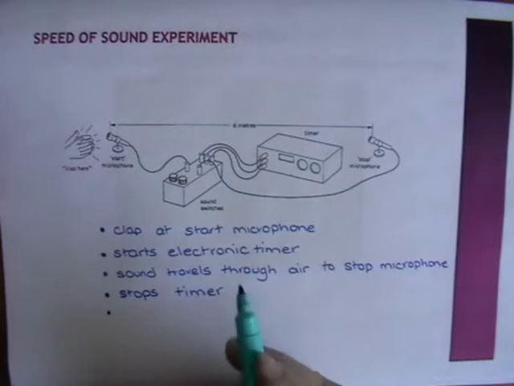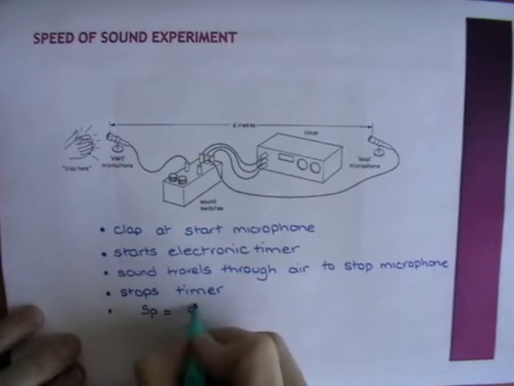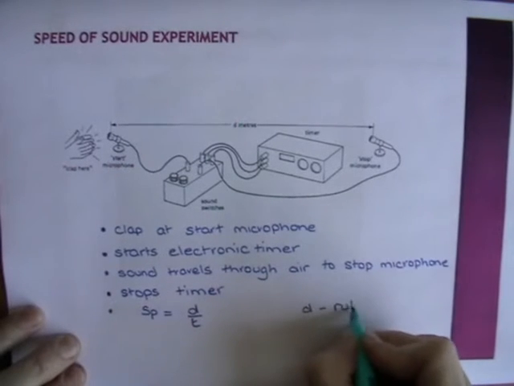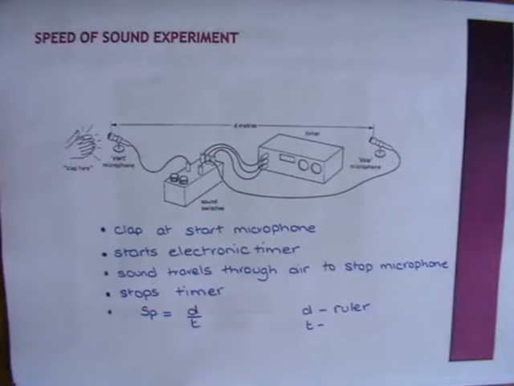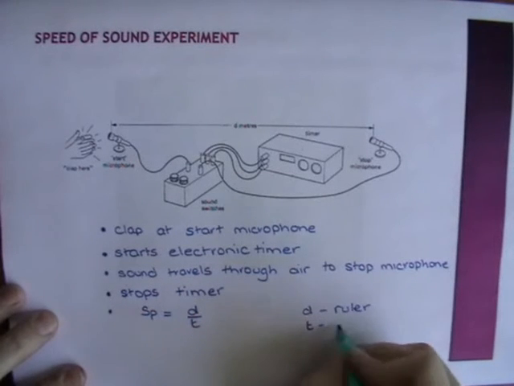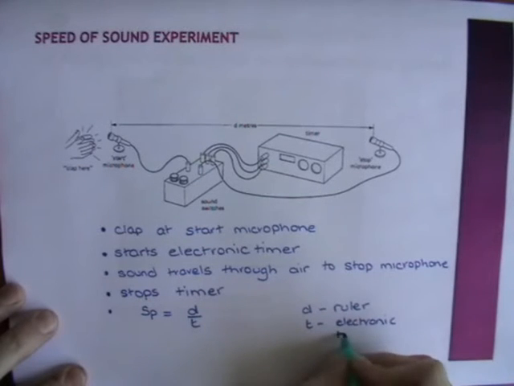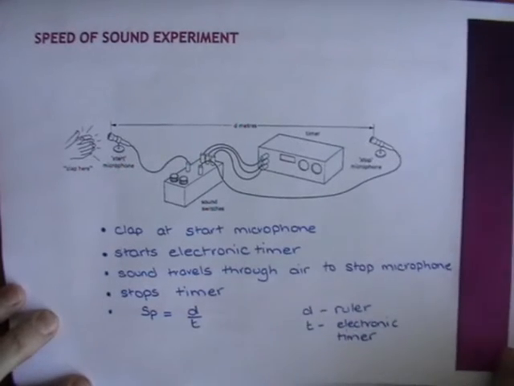And this uses the equation speed is distance over time. So speed is distance over time. So you'd measure the distance with a ruler. You've got your time. If you're being a very good scientist, you should of course repeat your timing 3 times and take an average time. So your electronic timer has picked up your time for you. And whenever you put those values in, then you will end up with a speed of sound.